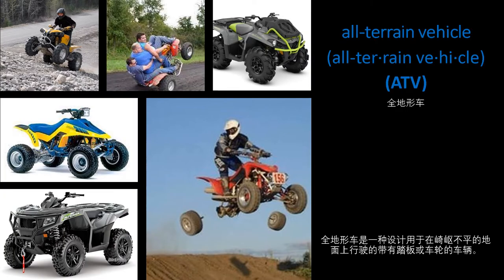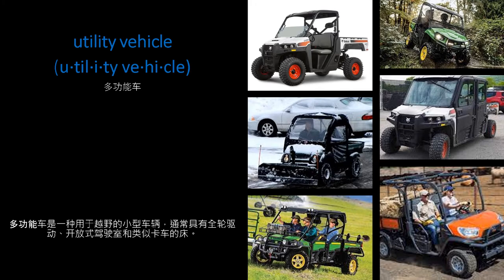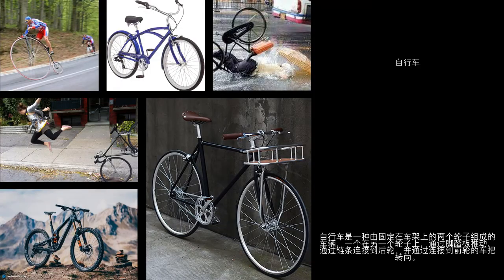All-terrain vehicle, ATV. An all-terrain vehicle is a vehicle with treads or wheels designed to travel on rough, uneven ground. Utility vehicle. A utility vehicle is a small vehicle for off-road use, typically having all-wheel drive, an open cab, and a truck-like bed.